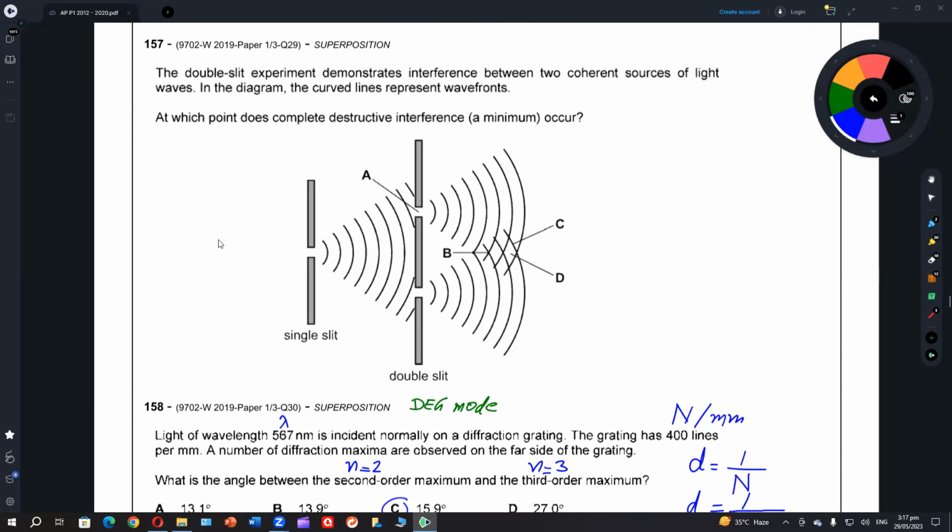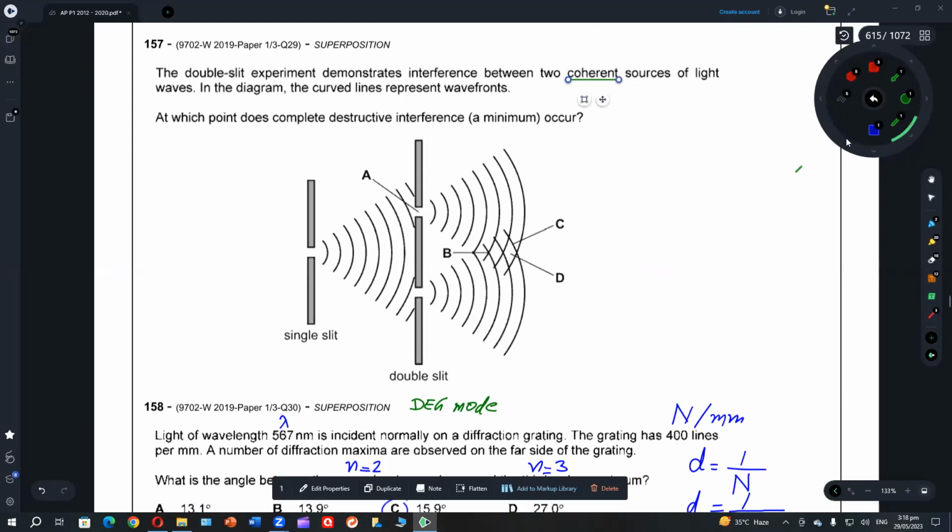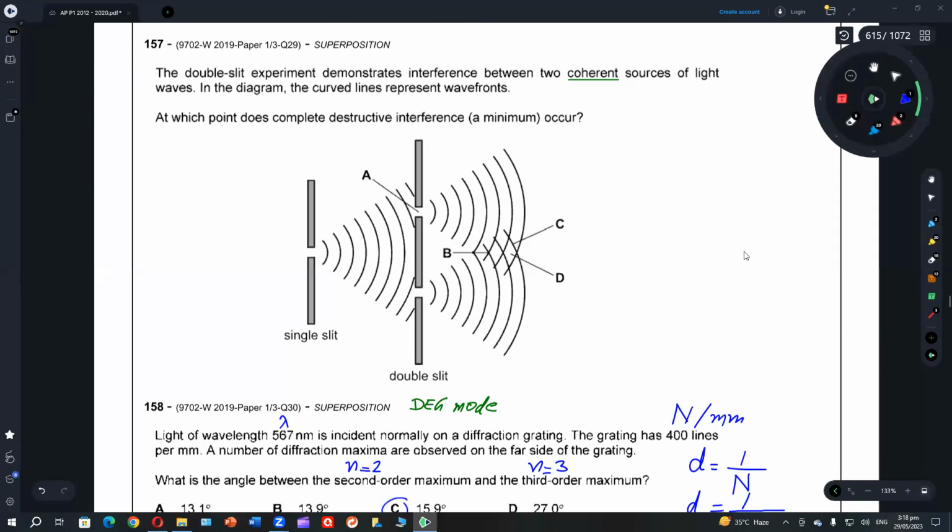A double slit experiment demonstrates interference between two coherent sources of light waves. In the diagram, the curved lines represent wavefronts. At which point does complete destructive interference, a minimum, occur?